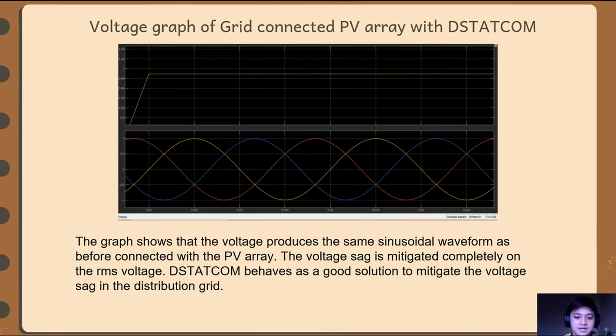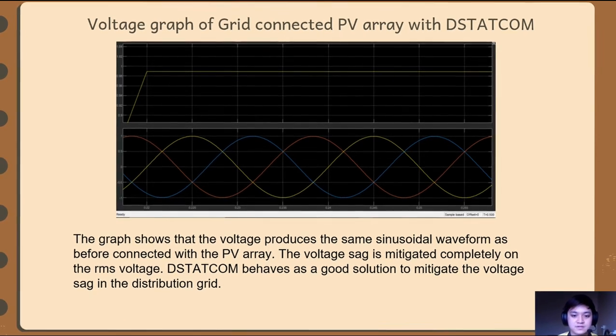So this is the connected DSTATCOM. This is the voltage graph of grid connected PV arrays with the STATCOM. The graph shows that the voltage produces the same sinusoidal waveform as before connecting the PV array. The voltage sag is mitigated completely on the RMS voltage. The STATCOM behaves as a good solution to mitigate the voltage sag in the distribution grid.